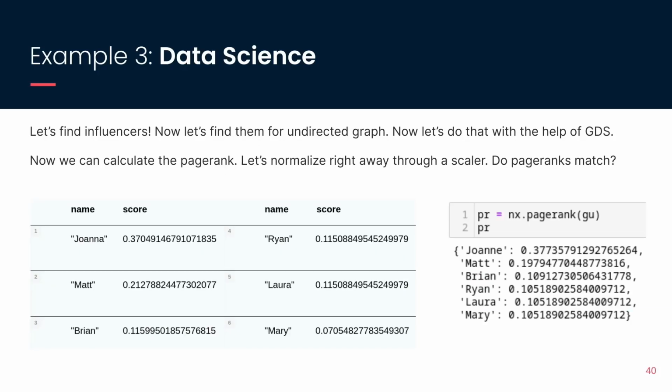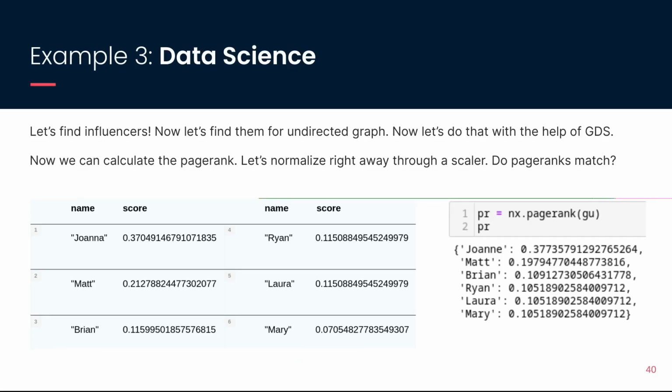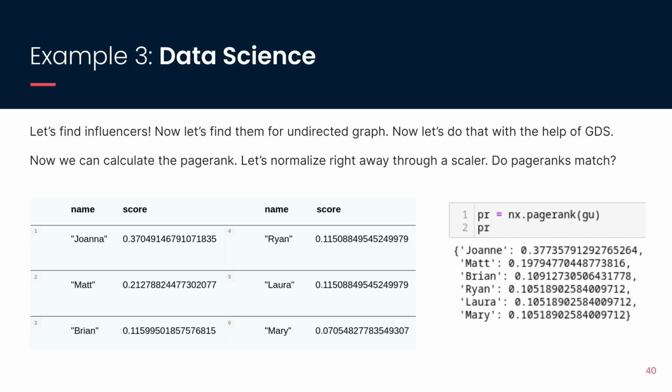And let's take a look at the results again. They seem to match, but not really, right? If you take a look at Joanne, she's pretty close: 37, 37.7%. Then you take a look at Matt, 21%, 19, not ideal. And then for some reason, Mary in Neo4j is really lagging behind everyone else, even though she is on the same level in our NetworkX.